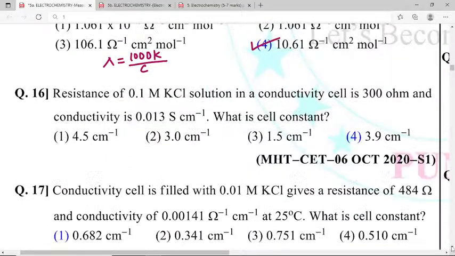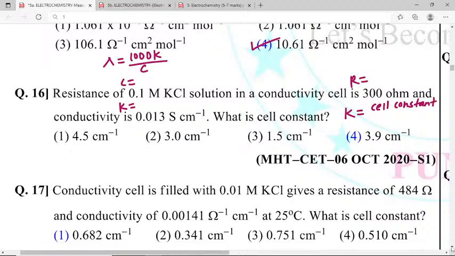A resistance of concentration is given. Resistance R is given, and conductivity K also given. What is the cell constant? So therefore, conductivity is equal to cell constant divided by resistance. So therefore, cell constant is equal to K into R. Cell constant is equal to K, K is conductivity, multiplied by R.